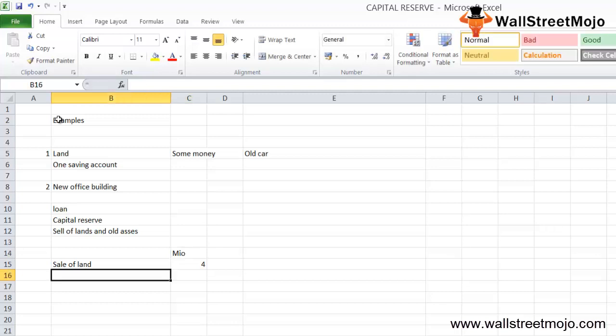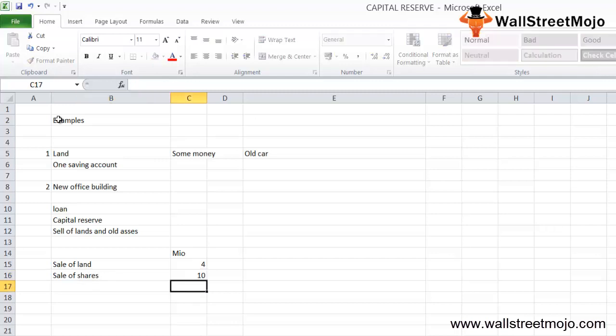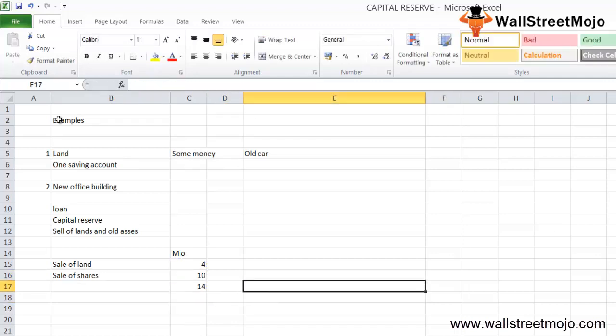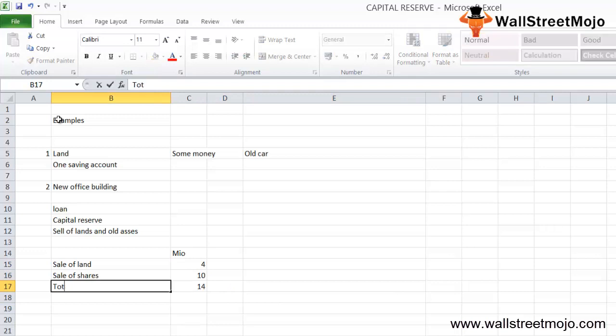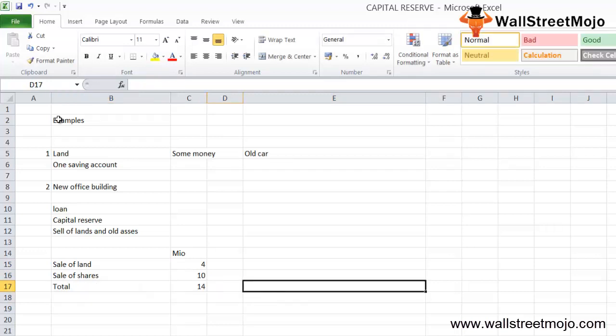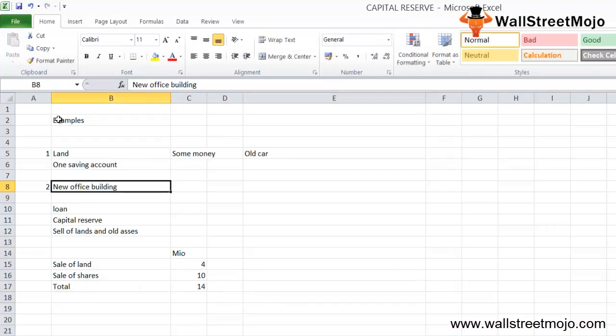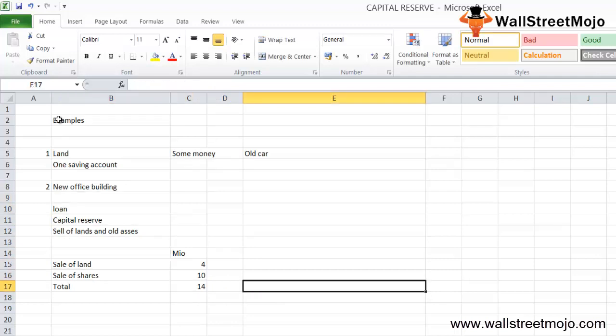Everything is in million, and there was a sale of your shares, and from that you received, let's say, 10 million. So in total you have 14 million. You sold off your shares and land for one specific reason, because you wanted to build a new office building. It's going to be, let's say, a 14-story building. So you're going to utilize this 14 million to build that building. So we'll transfer this to your capital reserve for specific activity.